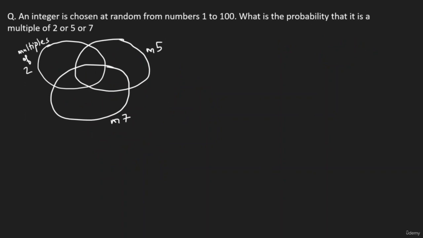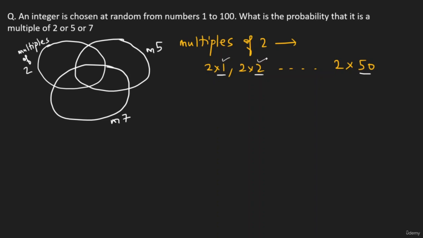Let's start with the multiples of 2. How many multiples of 2 are there up to 100? We start with 2 into 1, 2 into 2, etc. up to 2 into 50, right? Because 2 into 50 is equal to 100. Now we can see that we have 1 over here, 2 over here, and this goes on till 50. So therefore, up to 100 we have 50 multiples of 2. This 50 could have also been obtained by doing 100 divided by 2.